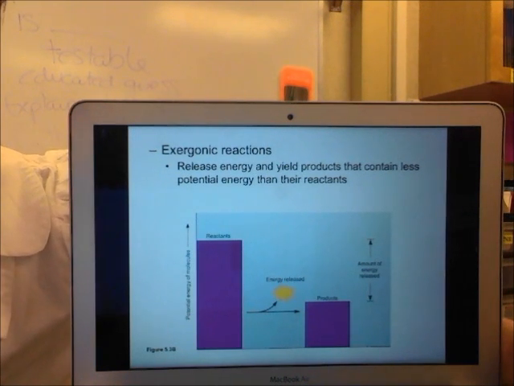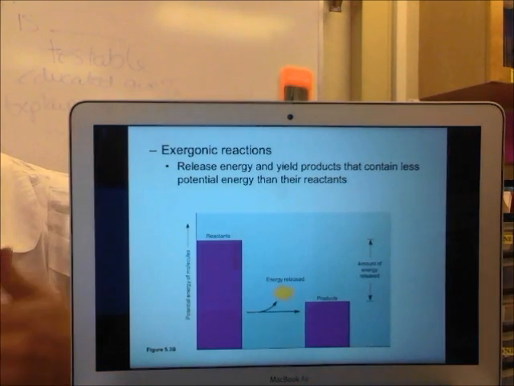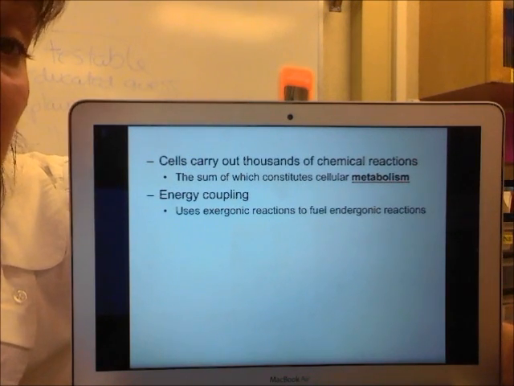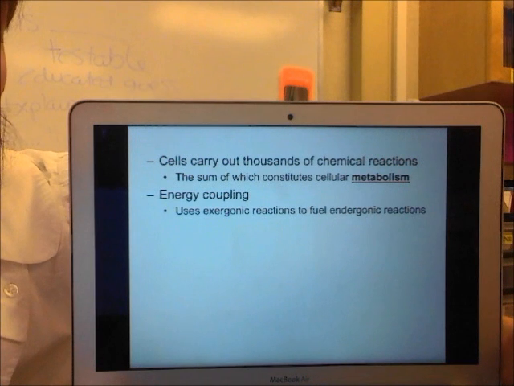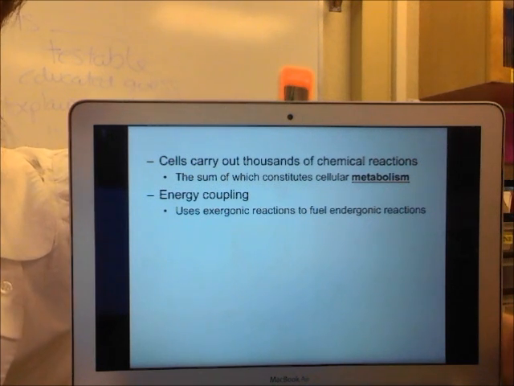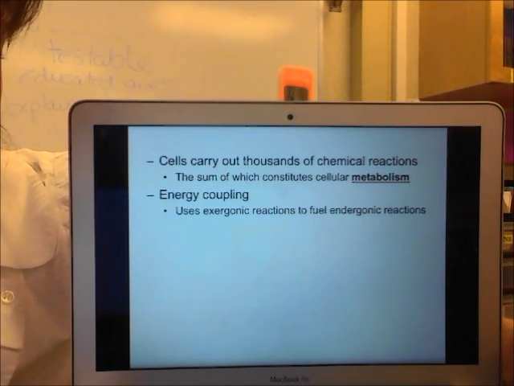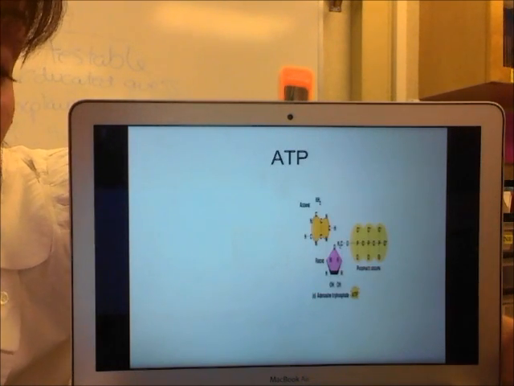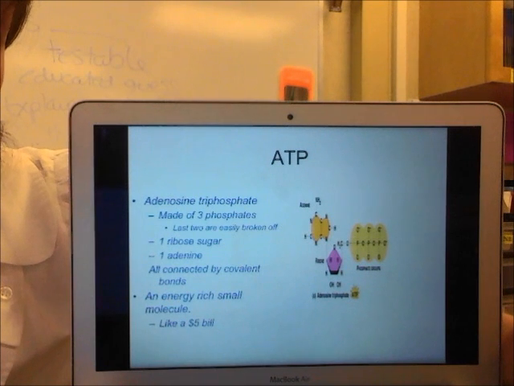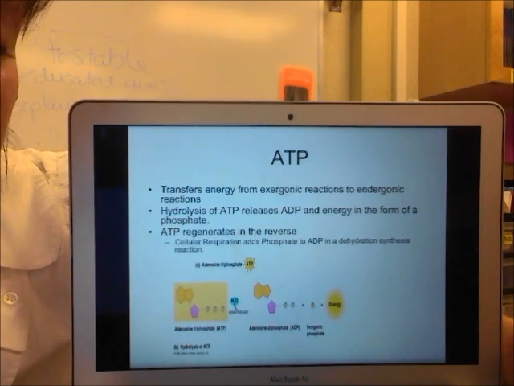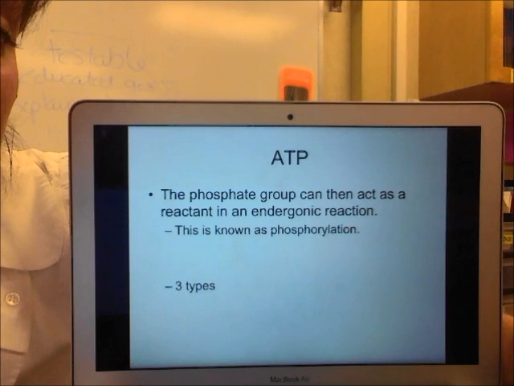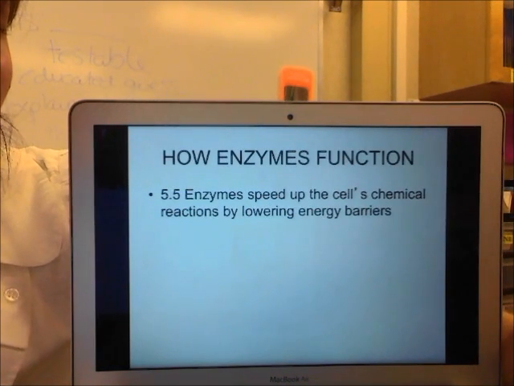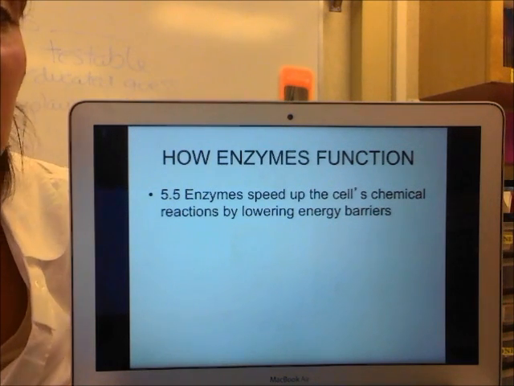We've talked about the laws of thermodynamics. We've talked about how chemical reactions can either be endergonic or exergonic. And we've talked about how cells carry out thousands or millions of reactions. It's called their metabolism. Energy coupling is the process by which exergonic reactions provide the energy for endergonic reactions. We've talked about how ATP is the energy molecule that cells use to do work. So we're either trying to generate ATP or we're using ATP to do a reaction. What I want to focus on is how enzymes function.